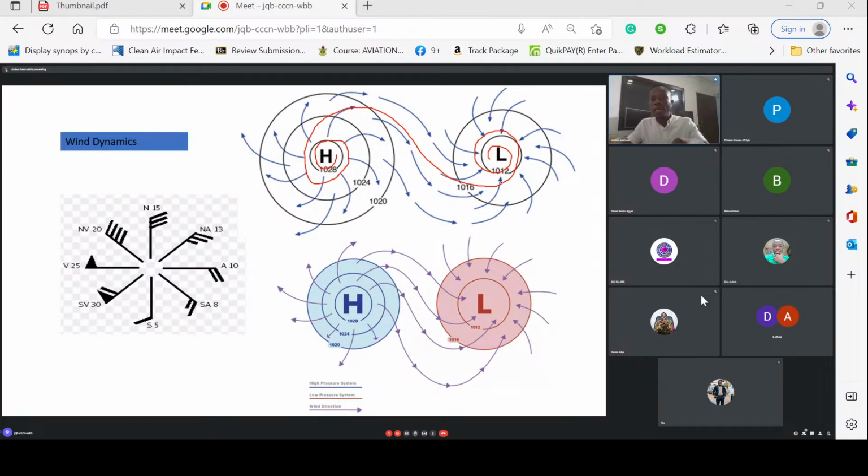So when, like I was saying earlier, before you determine whether an area is a high pressure or a low pressure area, you get 1028 as a high pressure center.